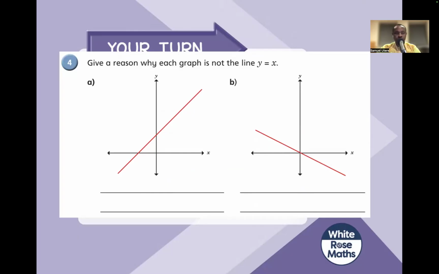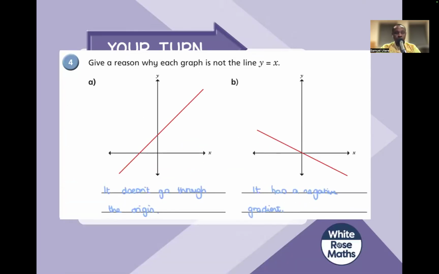Let's discuss them. So here you are asked to give a reason why each graph is not the line y equals x. Well, this does not pass through the origin, and this has a negative gradient. So it's going in the opposite direction.